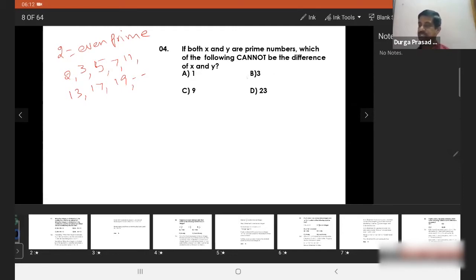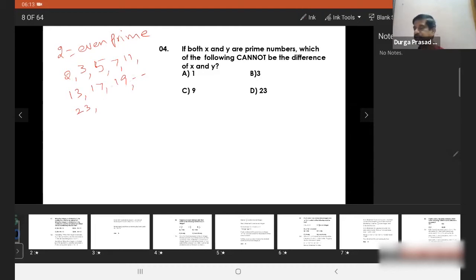3, just check if 3 can be the difference or not. 9, it can be the difference. 23, so 3 you just check. 5 minus 2, you have 3. So this can be, this can be. Then 9: 11 minus 2 is 9. 23. So the leftover option is only 23. It is not possible because after 19 comes 23.